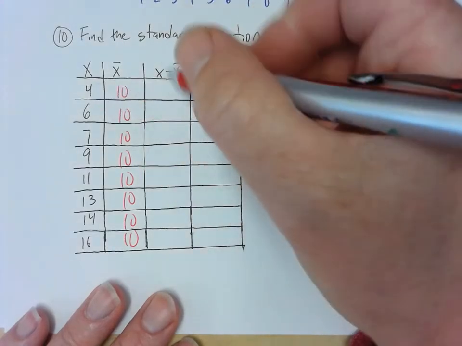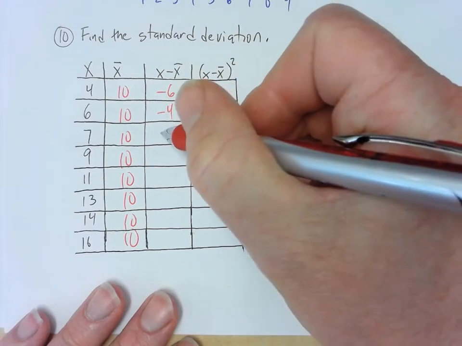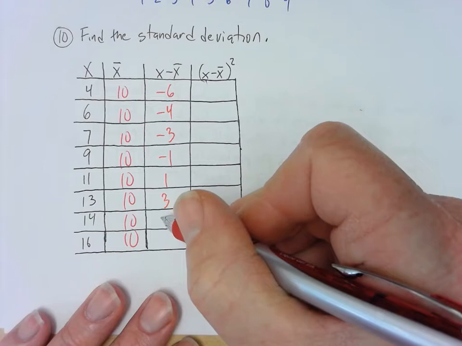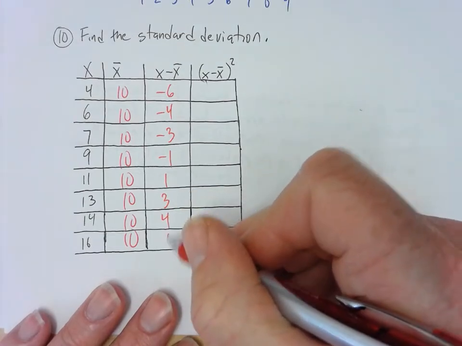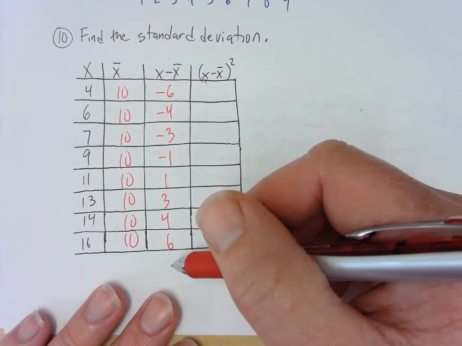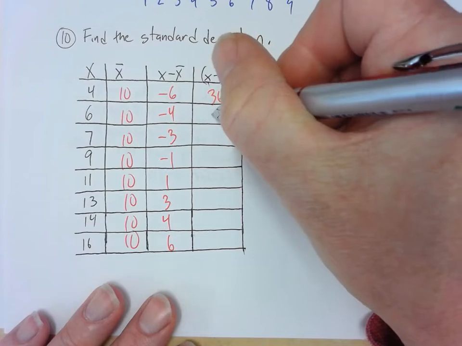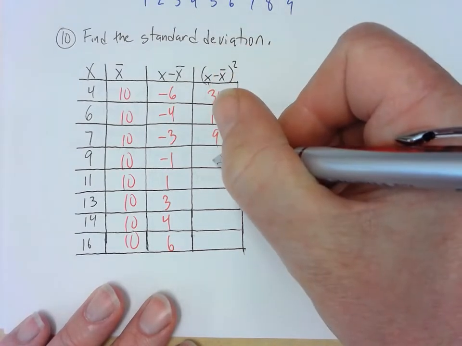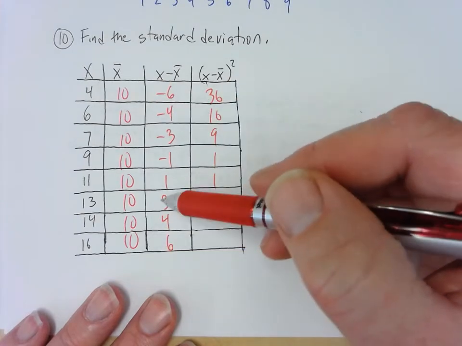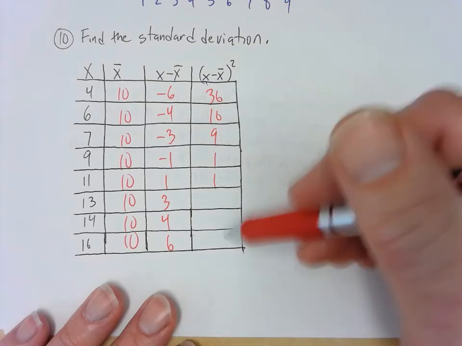Now we compare. By comparing, we subtract. So these are negative by subtracting these, and then we switch over, these are positive. So to get rid of the negatives, we square. So we do 36, 16, 9. But it's all about comparing to the center, the mean. And we compare with subtraction, but we kill the negatives by going ahead and squaring everything.